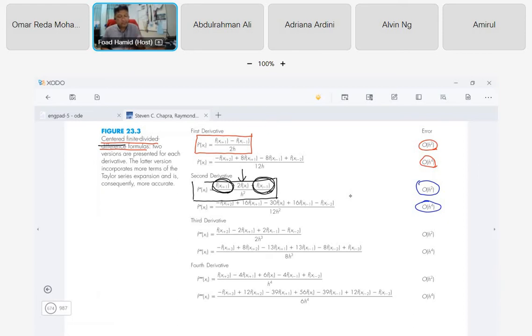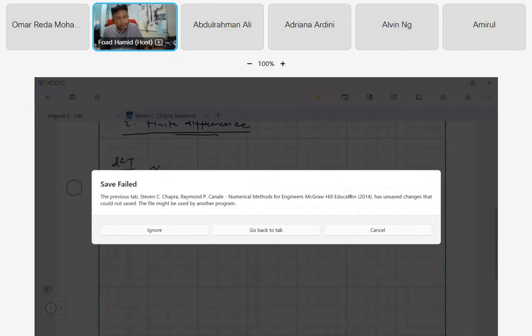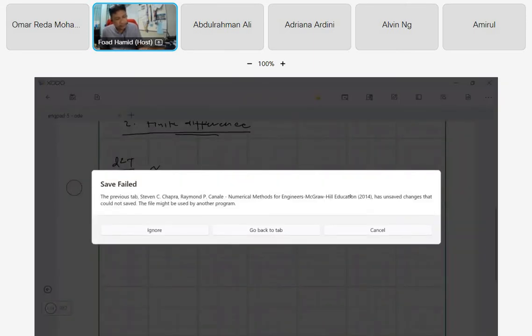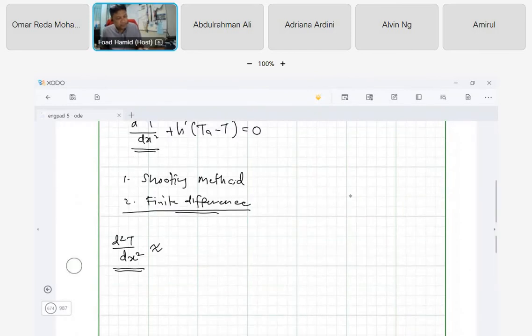So in this case, I'm going to use my centered difference. So d squared T over dx squared. What was the formula? I closed it just now. So it can be approximated as the forward value minus the current value plus the backward value.